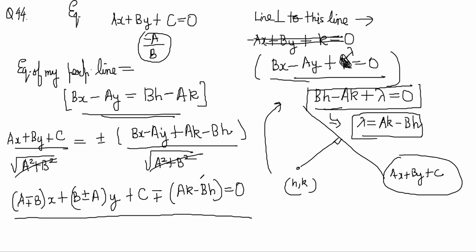How did we get the equation of the perpendicular line? We said that it passes through (h, k) and the slope is this. The slope is B by A because of the perpendicularity, and as soon as you got the slope, you already know the equation is Bx minus Ay plus some constant. Because it passes through (h, k), it works out very nicely, right?